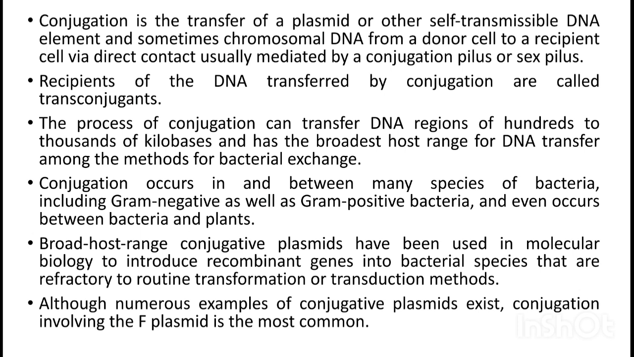Conjugation occurs in and between many species of bacteria, including gram-negative and gram-positive. So broad host range conjugative plasmids have been used in molecular biology to introduce recombinant genes to bacterial species that are refractory to routine transformation and transduction. So we can modify that gene and also introduce it to another bacteria. Although numerous examples of conjugative plasmids exist, conjugation involves a plasmid mostly.